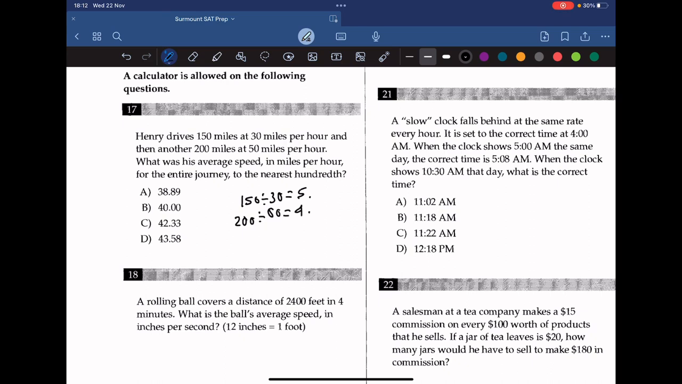So his average speed, total distance over total time, was (150 + 200) divided by (5 + 4), which would give us roughly 38.89 miles per hour. So the correct answer should be A.